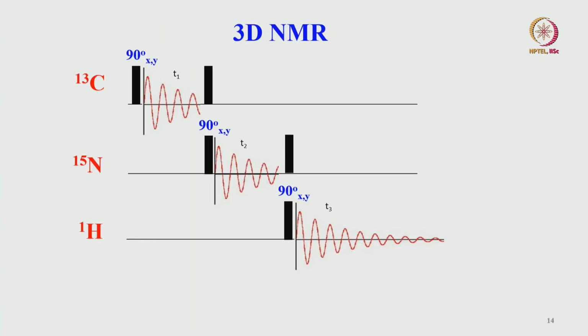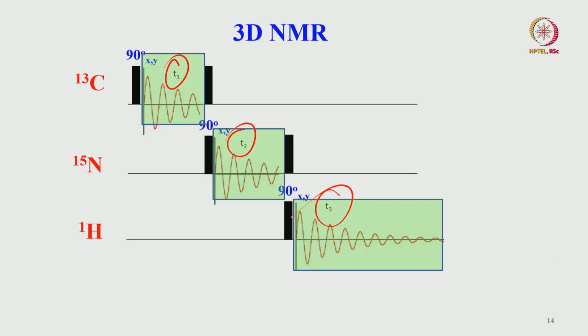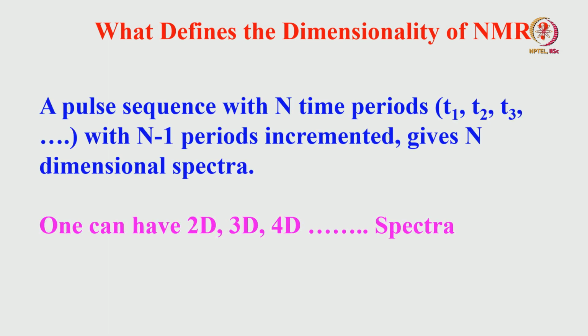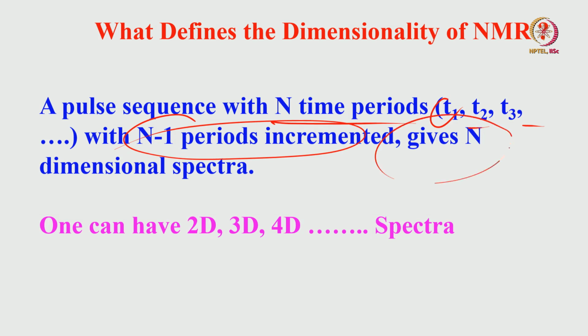Go further, you have T1 here, T2 here and T3 here. This is three dimensions. This is 3D NMR. So, what defines the dimensionality in NMR now? You have already understood with whatever I discussed. Meaning, a pulse sequence in an experiment, which I am going to explain soon, with n time periods, T1, T2, T3, etc. They are all different time periods. If I have n time periods, n minus 1 are systematically incremented to create a pseudo FID, and only one of them is kept constant. So, after the n time domains, n minus 1 are incremented, only one time domain is kept constant. This gives rise to n dimensional spectra.